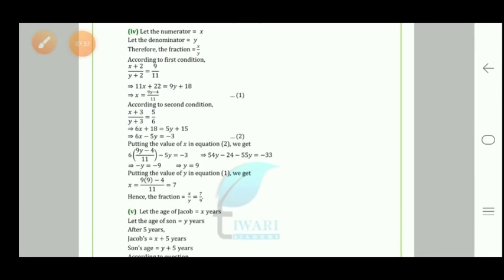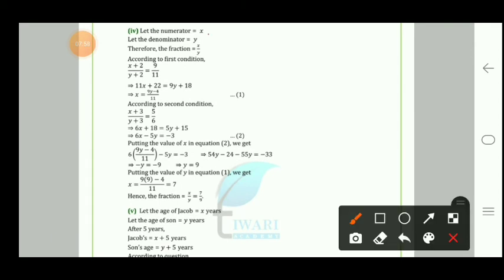Okay, so let the numerator be x and the denominator be y. Therefore the fraction is x upon y. According to the condition, if we add 2 to both the numerator and denominator, the fraction becomes 9 upon 11. So this equation becomes x equals (9y minus 4) over 11. Now according to the second condition, if we add 3 to both the numerator and the denominator, the fraction becomes 5 upon 6. From this we get the equation 6x minus 5y is equal to minus 3.